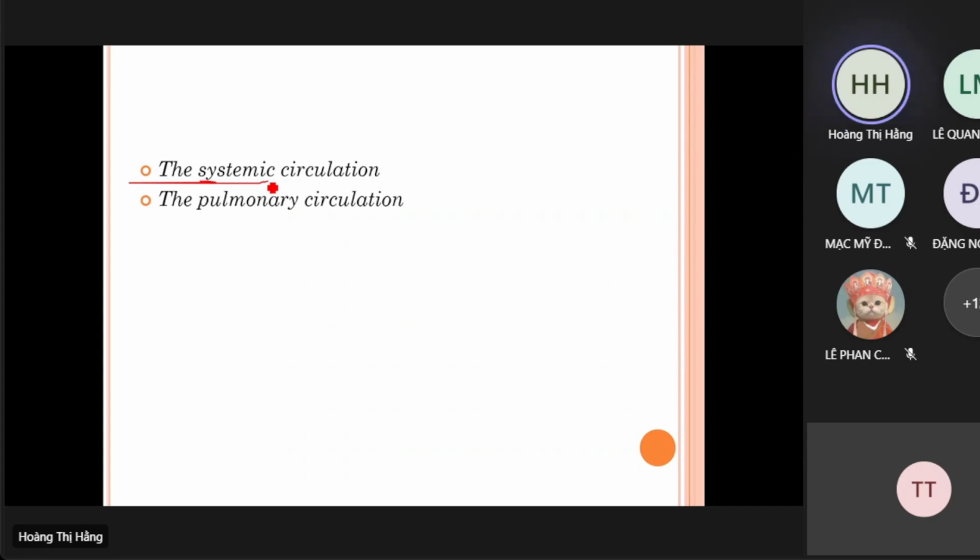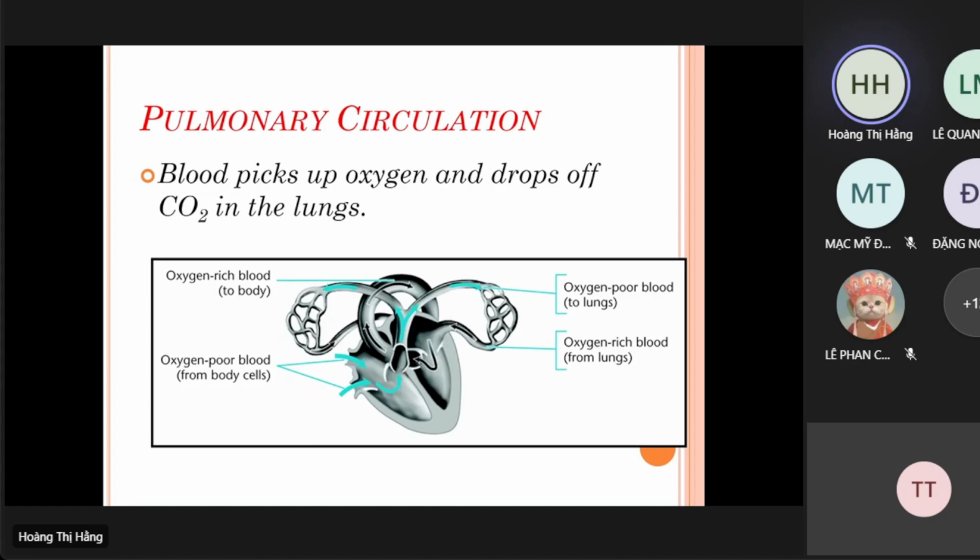Pulmonary circulation. Today you will read about pulmonary circulation. The purpose of pulmonary circulation is to pick up oxygen and drop off carbon dioxide in the lungs.